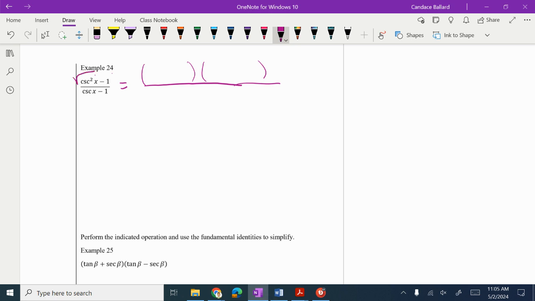What's the square root of cosecant squared? Cosecant, good. What's the square root of 1? 1. Good. Make 1a and 1a. Good. And then this denominator is just going to get written down the way it looks. And I'm purposely putting parentheses around it so you can just see it better.